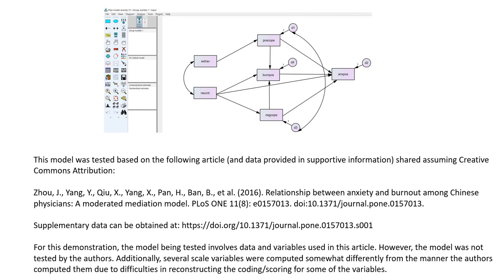Okay, so the data that we're working with is based off of an article by Zhao et al. from 2016. This was downloaded from the PLOS ONE website. The article is entitled Relationship Between Anxiety and Burnout Among Chinese Physicians: A Moderated Mediation Model. So we're not going to be testing a moderated mediation model in this demonstration. Rather, we're going to be essentially respecifying the model to run just a basic path analysis.